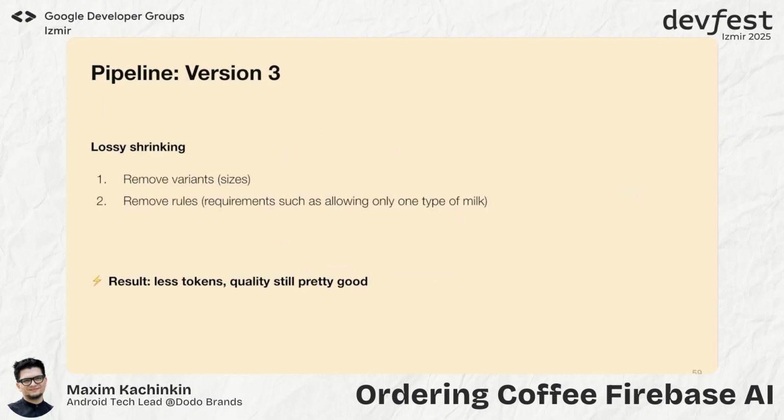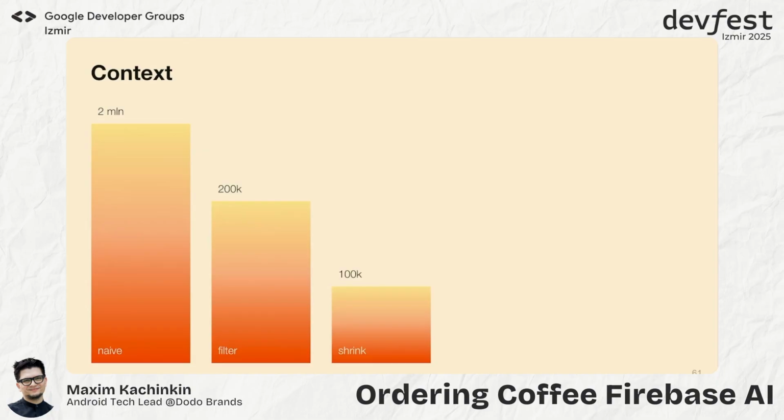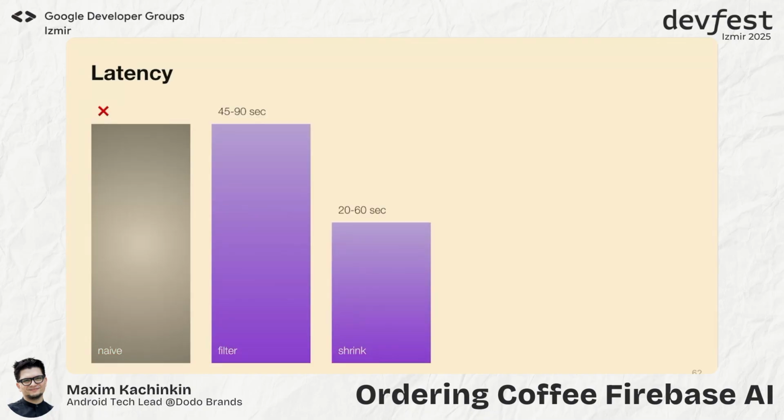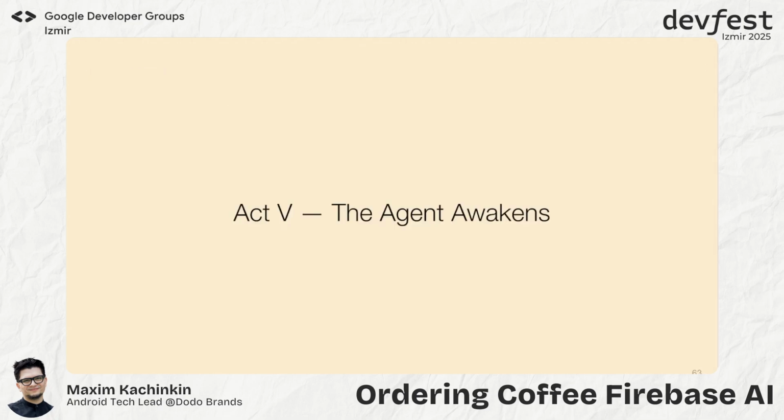Okay. The quality is pretty good because it's not like lawyer stuff or medical, it's making coffee, okay? And we have 100K tokens per scenario right now. Well, it's good, it's the right direction, it's a step forward, but 100K tokens is not that small a number. Also, latency goes down, it's under 1 minute, also good. But we come to the most interesting part, agent awakeness.